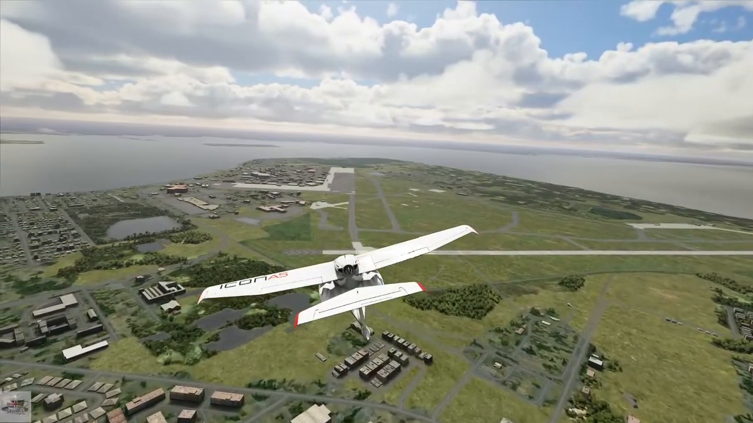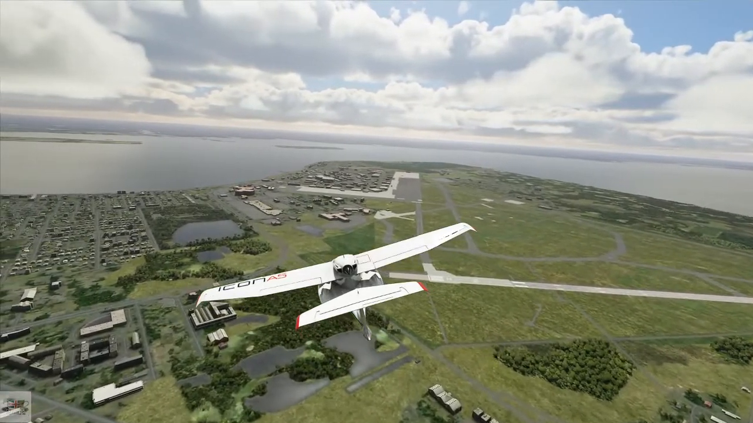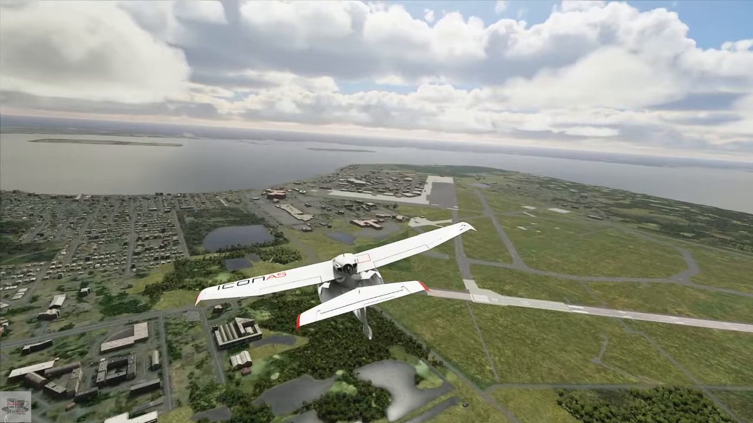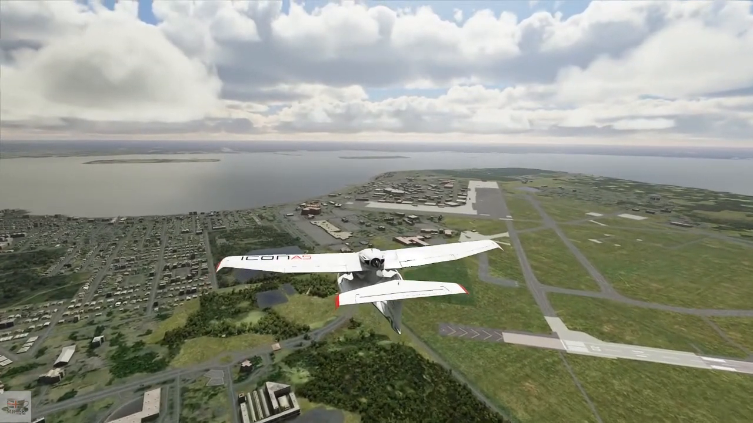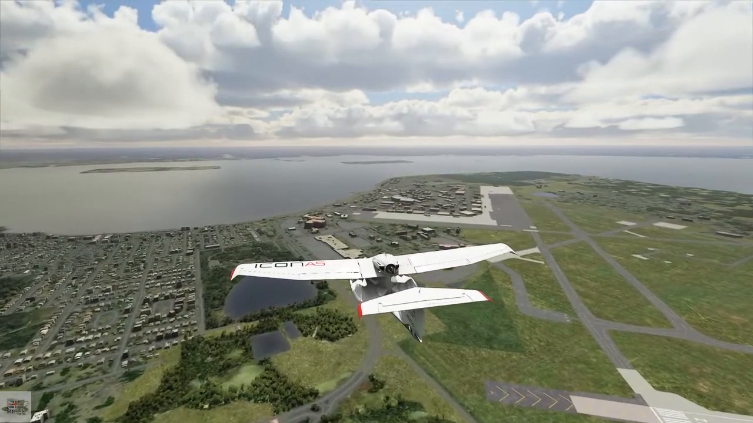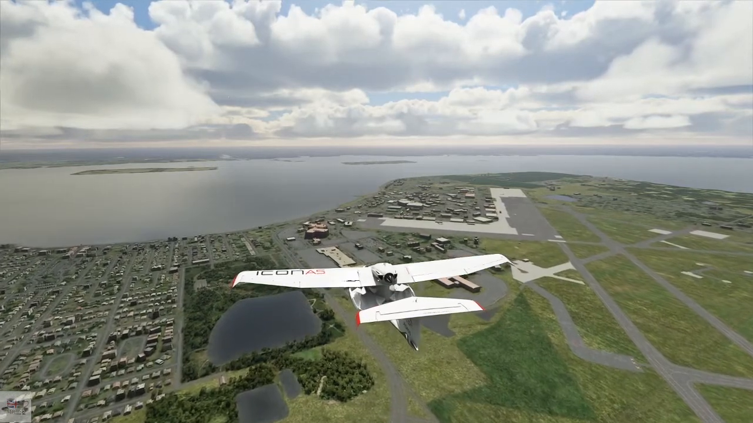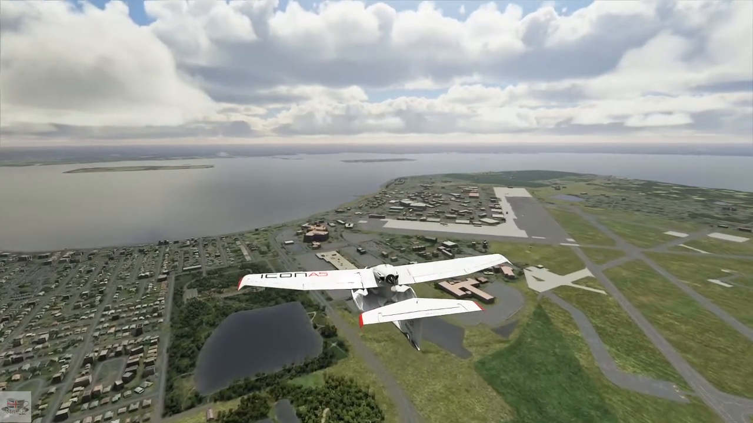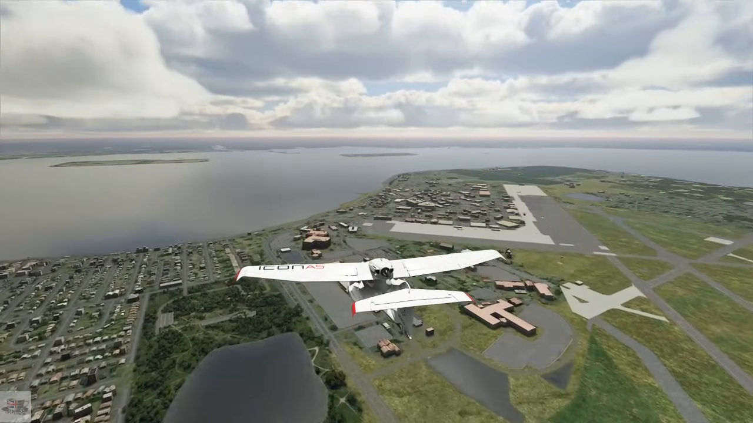So, this is the Icon A5, as you've probably figured out by now. What has this got to do with anything historical? Well, actually, the route between St. Petersburg and Tampa across the bay there was the world's first commercial airline. Yeah, I know. Weird, huh? And it was an airboat kind of deal.